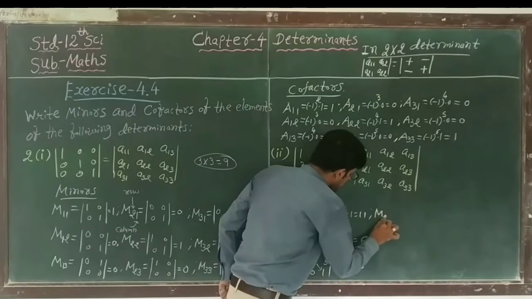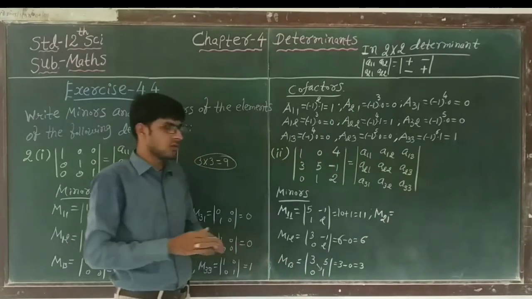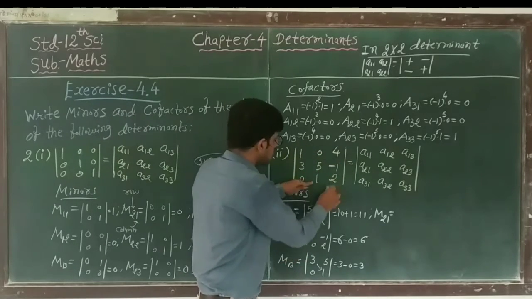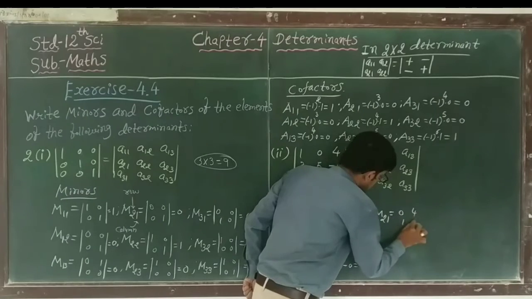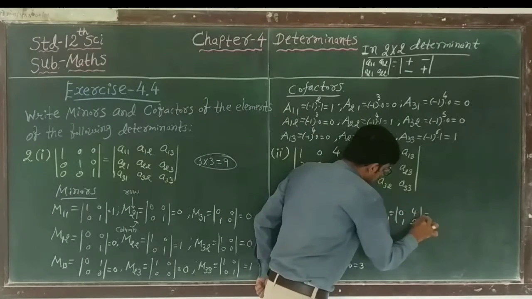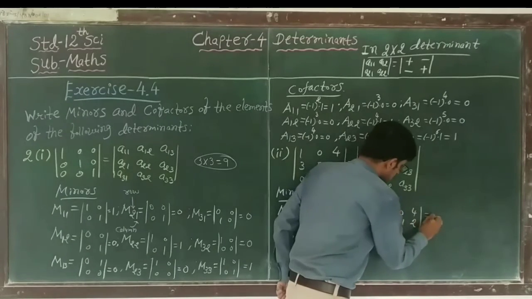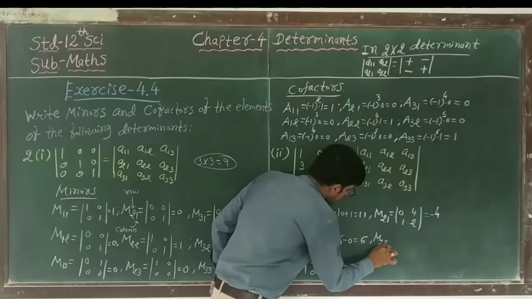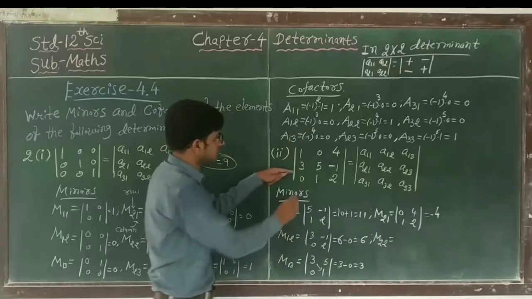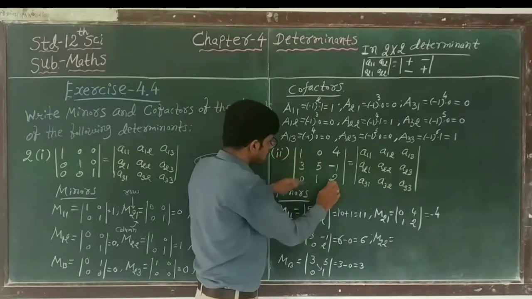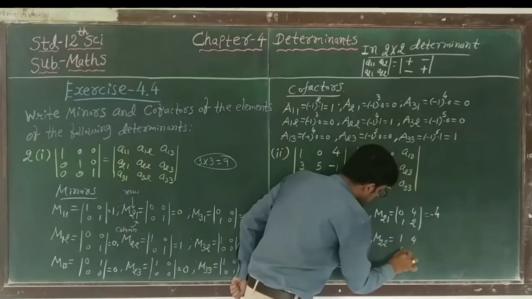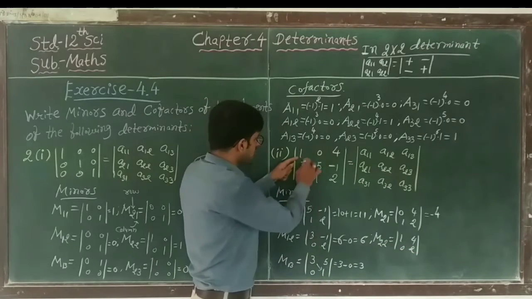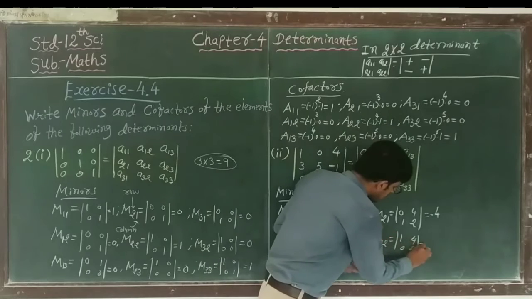Next M21. So we have to remove second row, first column. So 0 4, 1 2, is equal to 0 minus 4. So minus 4. M22. It means we remove second row, second column. 1 4, 0 2 remaining, because we remove second row, second column. 1 4, 0 2: 2 ones are 2 minus 0, which is 2.